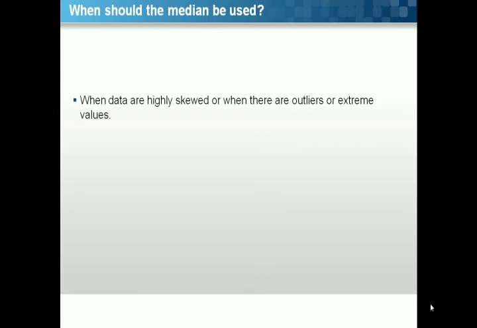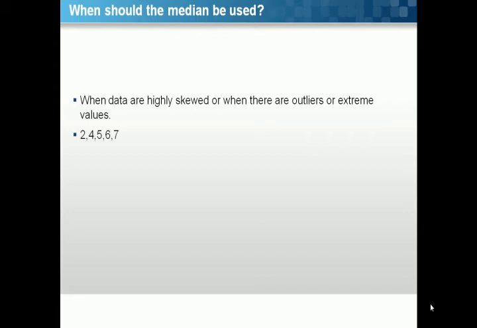When data are highly skewed, or when there are outliers or extreme values, you should use the median. Now for right now, don't worry too much about the distinction between outliers and extreme values. That will become clear a little bit later in the class, and that will become an issue of some importance. But for right now, just think of when you have highly skewed data or when there are unusual values.